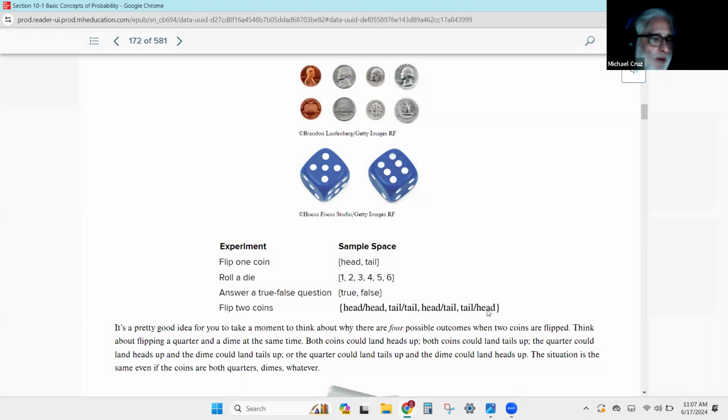If you've got a true or false question on a test and you don't know the answer, you're guessing, then there are 2 possible outcomes, true and false. And then if we flip 2 coins, you can have head-head, head-tail, tail-head, tail-tail. Very similar to what we were talking about in logic with the permutations, 8 rows, 4 rows. Each one of those is different, and we're going to find out about that.